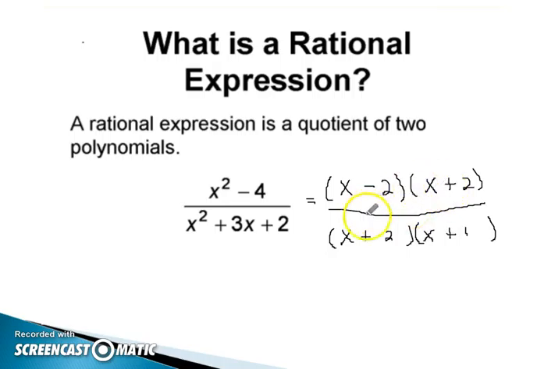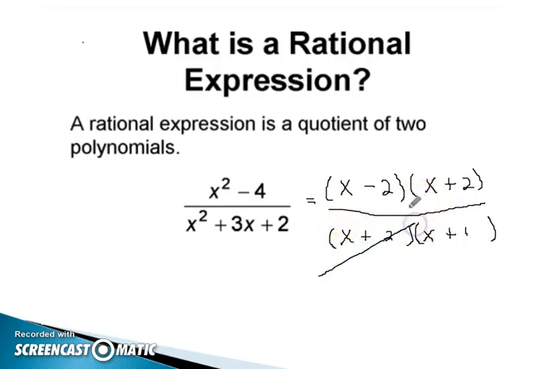Just real quick, going back with this, then to simplify the rest, you cross off what's in common. In order to identify what's in common, you need to keep these terms grouped as a binomial. So you don't want to start crossing off this x with this x and this 2 with this 2. You want to cross off the entire binomial that matches. So this entire binomial, x plus 2, crosses off with this entire binomial, x plus 2.